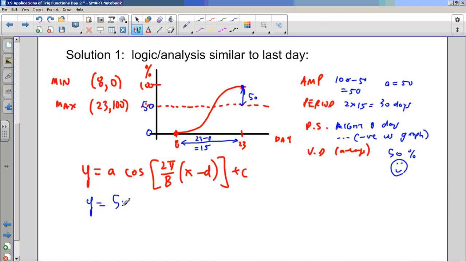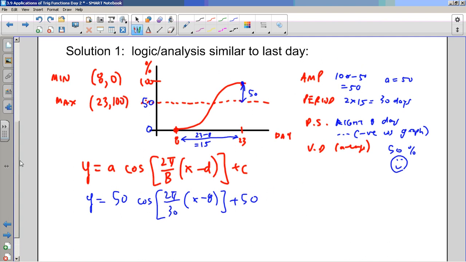A is 50. Cos of 2 pi over my period, which is 30 days. My phase shift was right 8 days, so x minus 8, and then plus 50%. Okay, there's my model. Dandy.